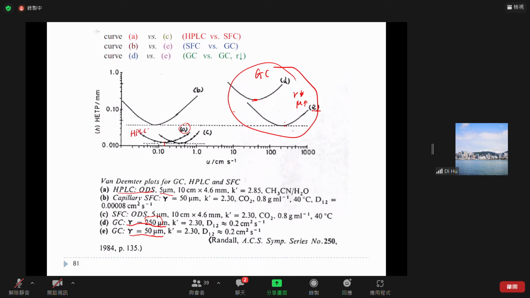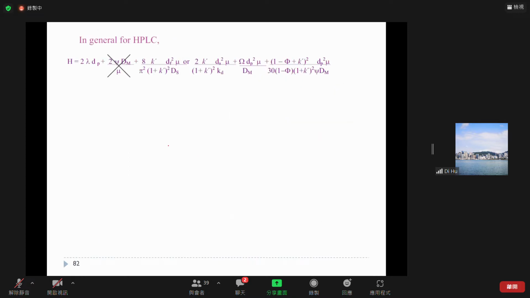Okay, first, plate height is much smaller, and second, the optimized flow rate is much smaller as well. Just to give you more comparison of that. And then in general, we say we can ignore the B term, and we have the A term and C term.